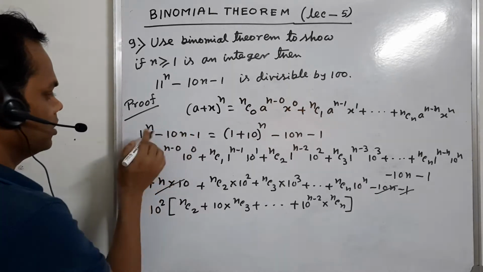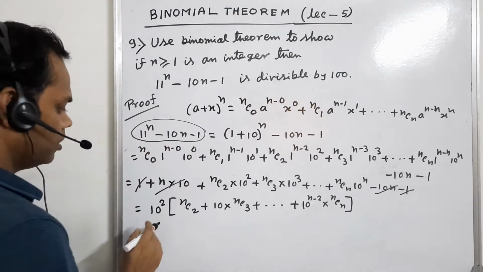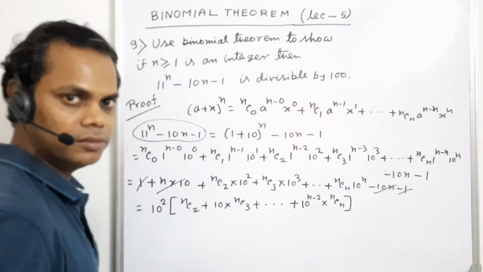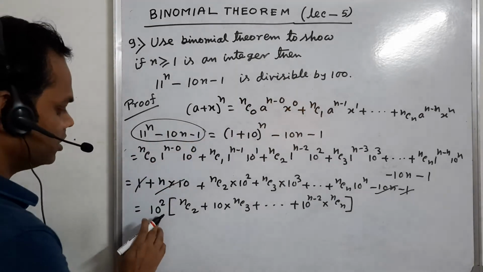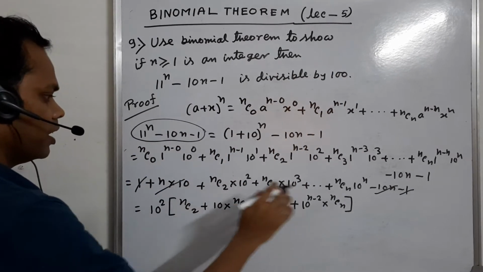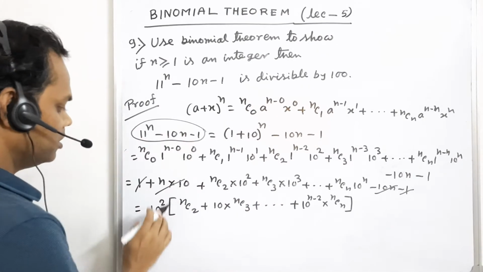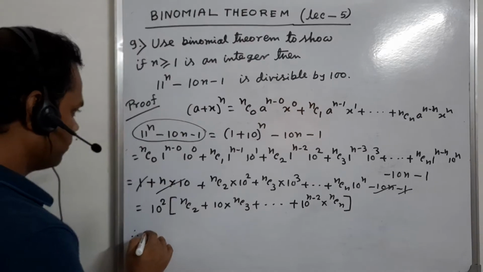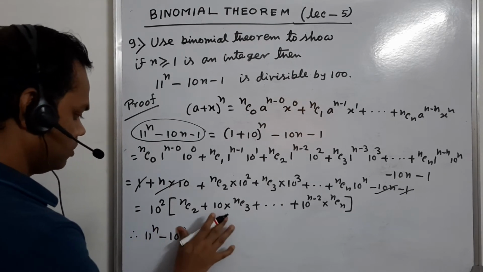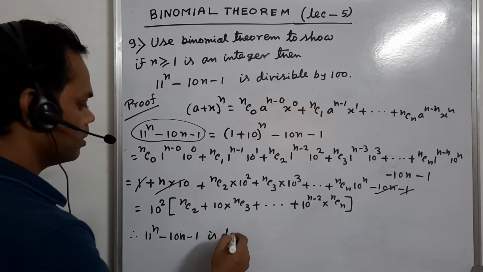So that term 11 to the power n minus 10n minus 1 is equal to 10 square, that is 100, into a positive integer. So that term should be divisible by 100. This is our required proof. So we write that expression within the bracket is a positive integer, so that term is divisible by 100. Therefore 11 to the power n minus 10n minus 1 is divisible by 100.